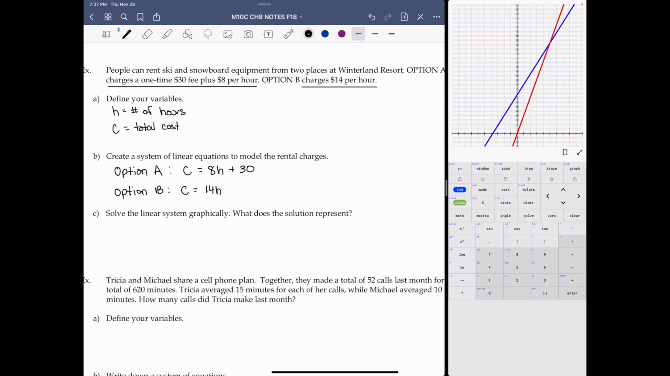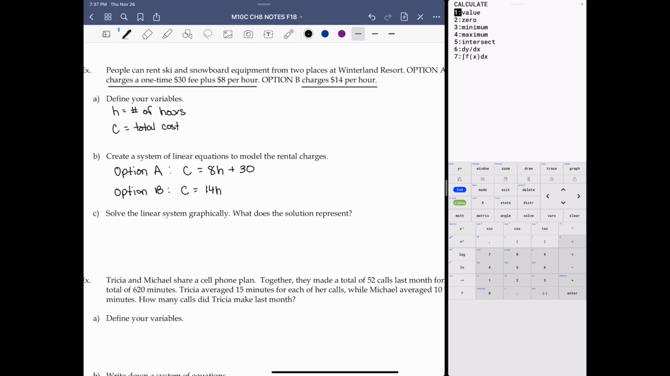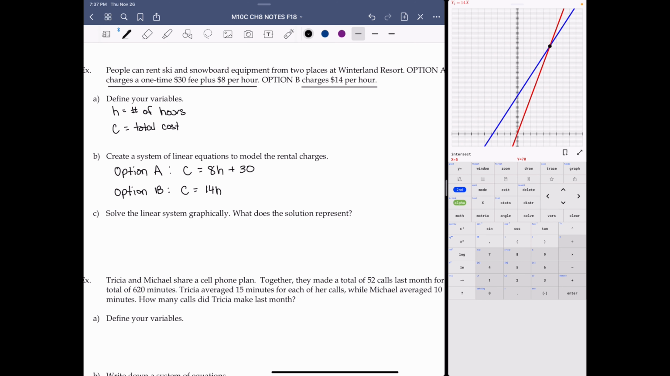Then find that point, second, trace, number 5, enter, enter, enter, or F5, F5 if you have a Casio. And we get a solution of 5, 70. What does this solution represent? We need to figure out which number is which variable. Our equations have the c isolated. When we put that into the graph, that relates to the y value. So the y value in our point in our solution is the c, and the x value is the h.